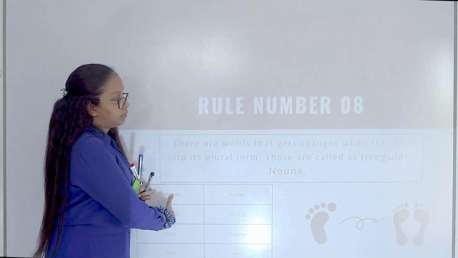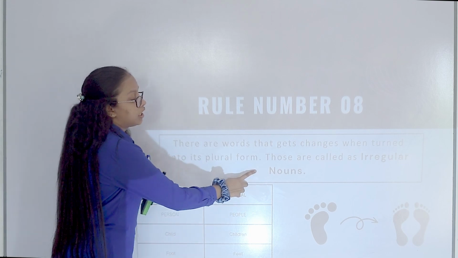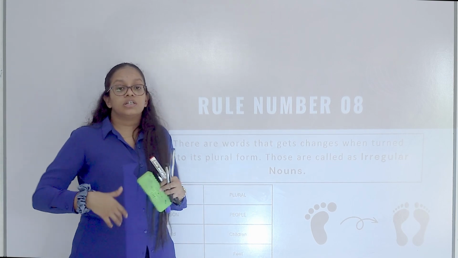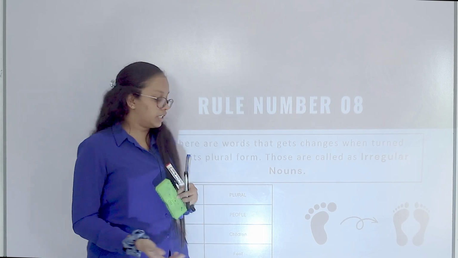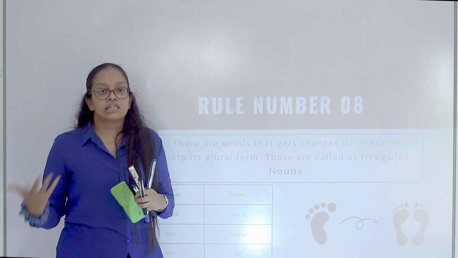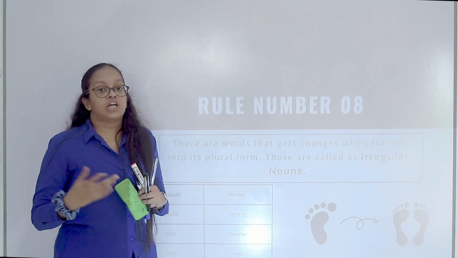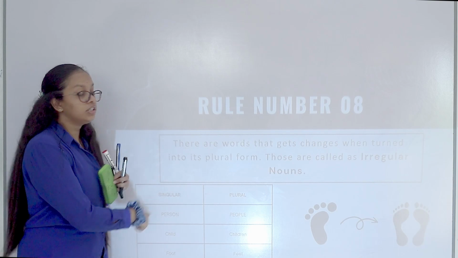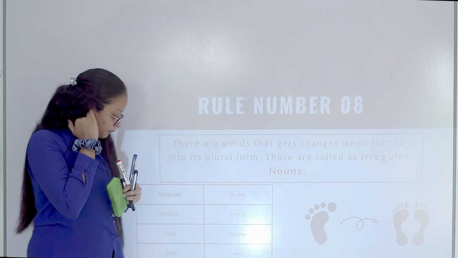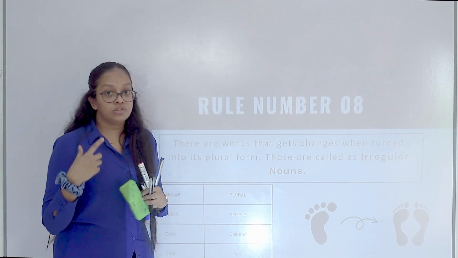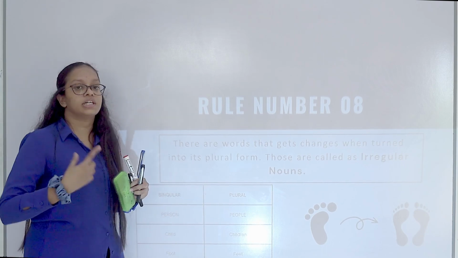But in this rule, we are talking about irregular nouns. What we are talking about now is irregular nouns. Irregular nouns means when you are turning that singular noun into a plural noun, we are going to change the noun. For example, person, we don't say persons. Instead we say people. Child, we are not going to say childs, we are going to say children. So the singular noun is going to change into a different noun when we are turning it to plural. Foot, feet. Tooth, teeth.